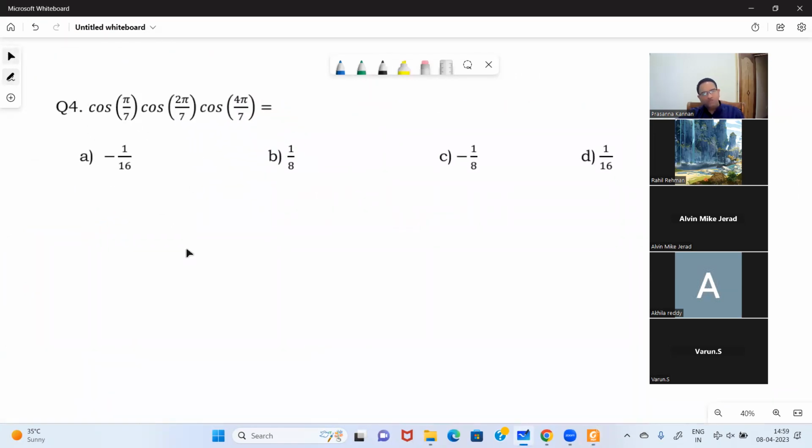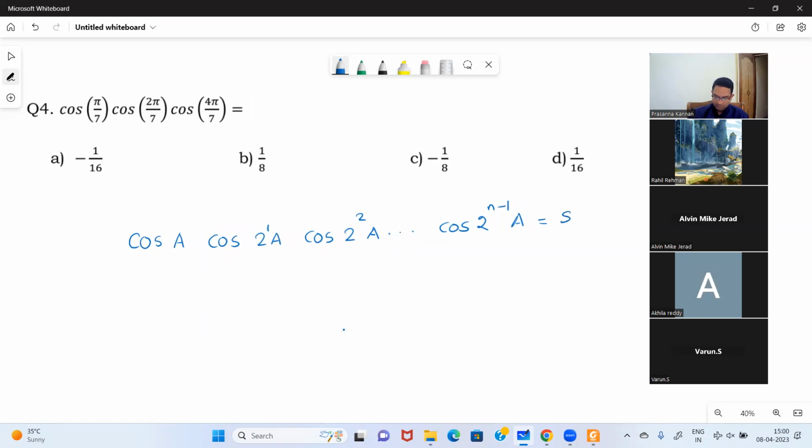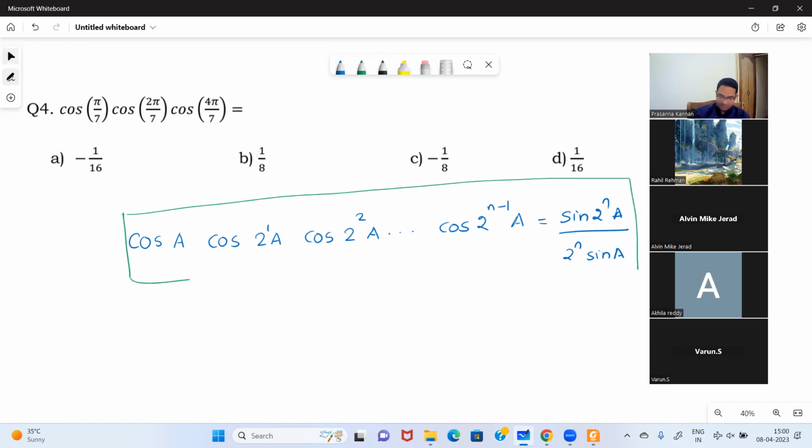Question number 4. Cos pi by 7, cos 2 pi by 7, cos 4 pi by 7 will be equal to. Okay. Now again, we will not do it by the conventional method, but we will use a result. There is a result which says cos A into cos 2A into cos 2 power 2 A, up to cos 2 power n minus 1 A, if you have it like this, then the result is going to be sin 2 power n A divided by 2 power n sin A. This is another result which you can learn that will help you solve the sum faster.